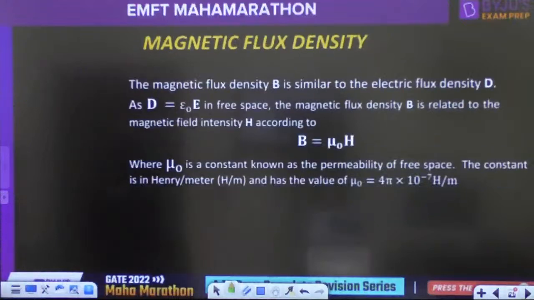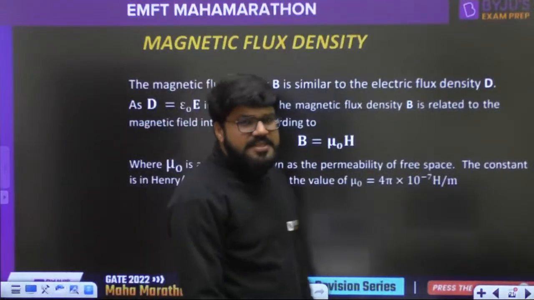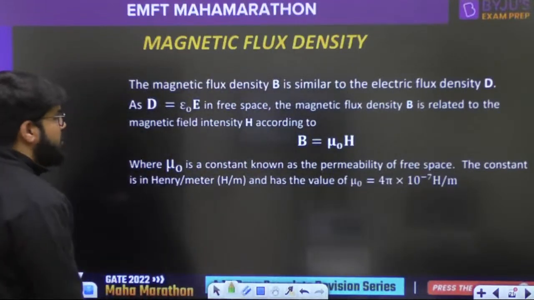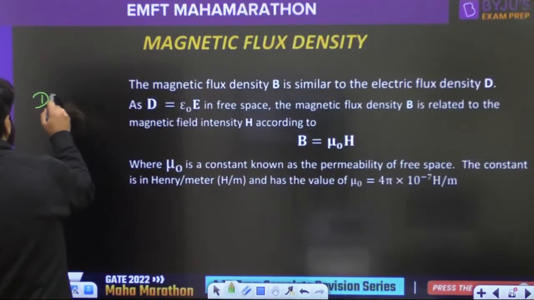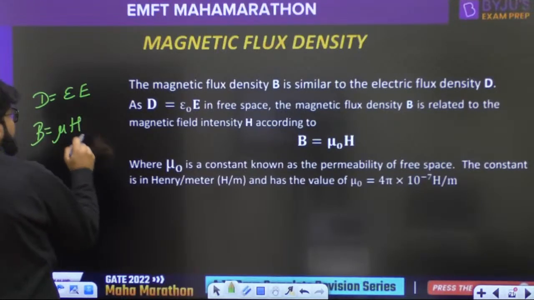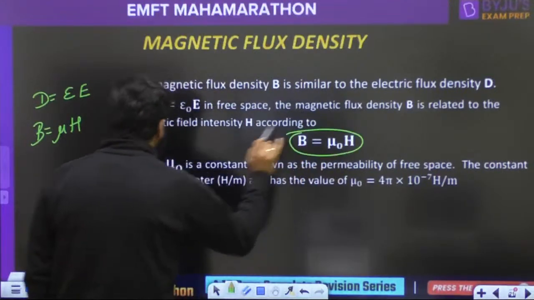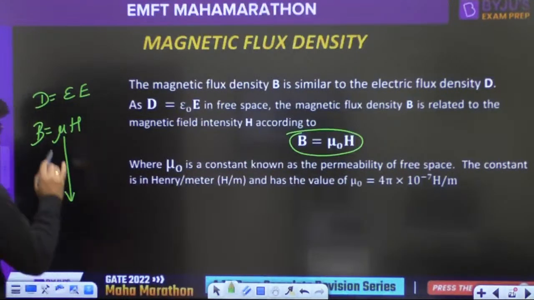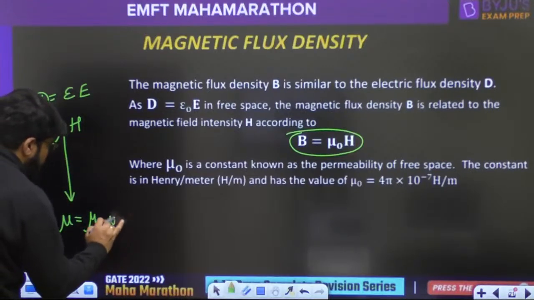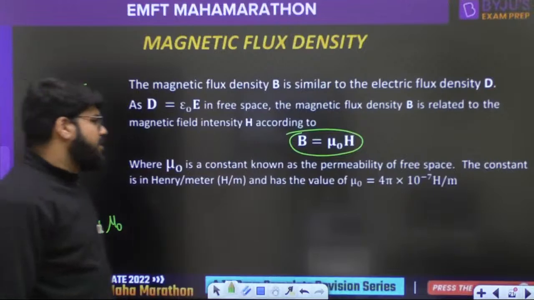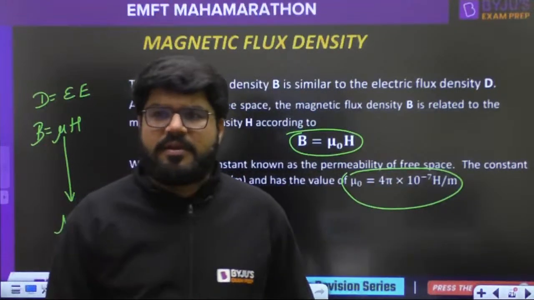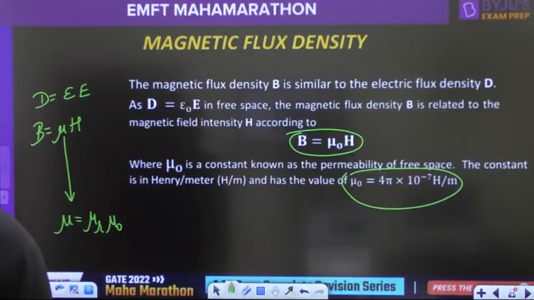Next, just like the electric flux density we discussed yesterday, we have the magnetic flux density, so we can quickly relate and recall the formula. Just like D is equal to epsilon E, we have B is equal to mu into H. For free space it is mu naught into H. For other materials we write B is equal to mu H, where mu is equal to mu R into mu naught. That also we know. The value of mu naught is known to everybody, that is 4 pi into 10 power minus 7 Henry per meter.